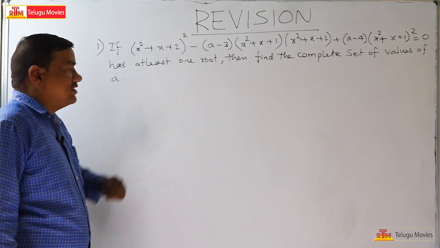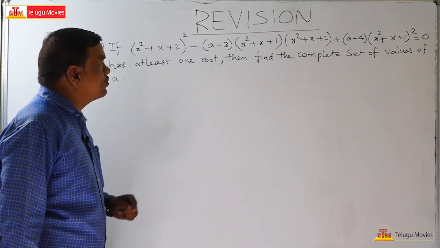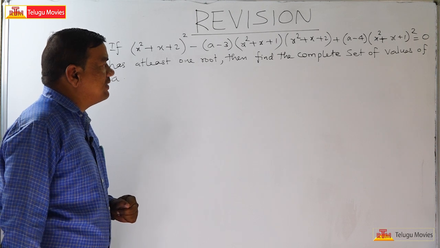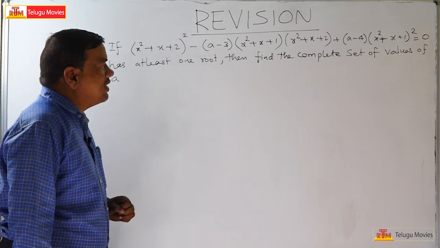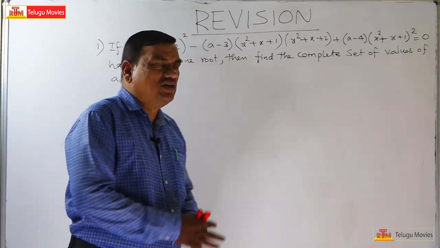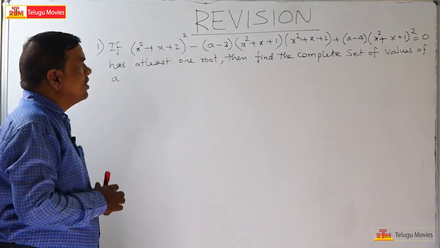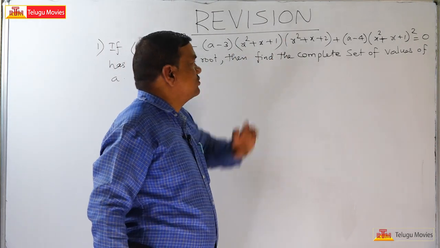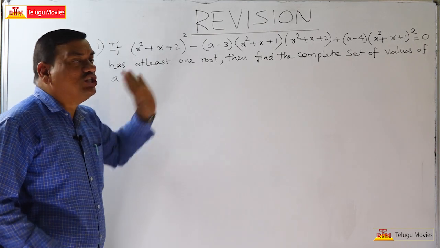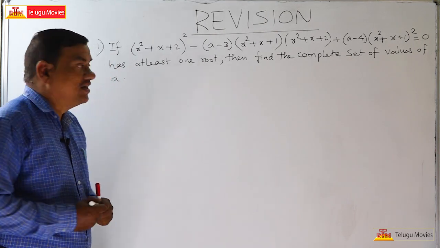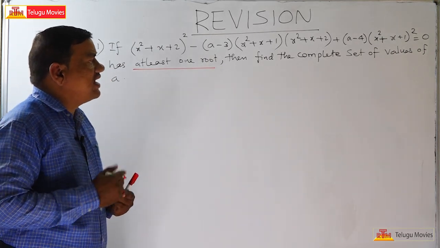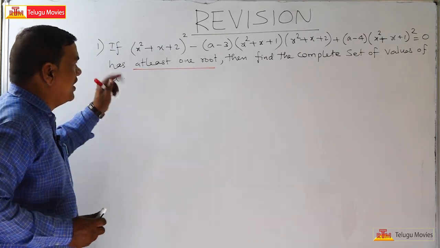If (x square plus x plus 2) whole square minus (a minus 3)(x square plus x plus 1) into (x square plus x plus 2) plus (a minus 4) into (x square plus x plus 1) whole square equals 0. It is a quadratic, not biquadratic equation. x square into x square is x to the power of 4, so it is a biquadratic equation, and it has at least one root. Then find the complete set of values of a.